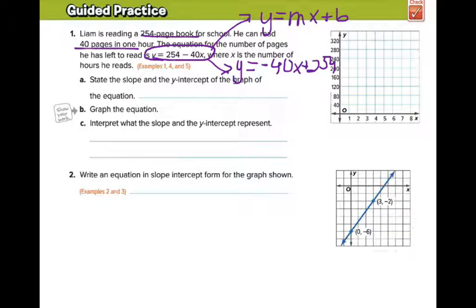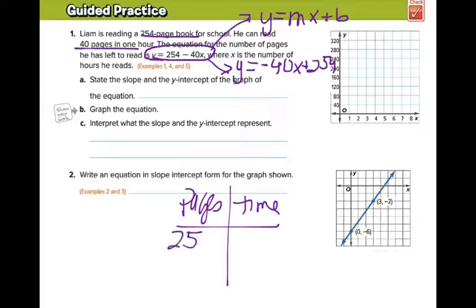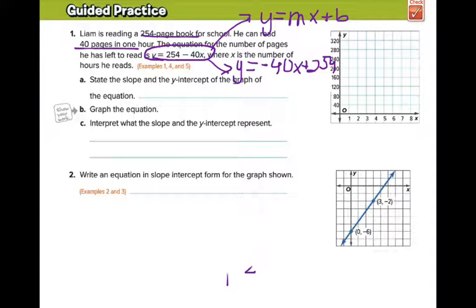Okay, the reason that it's minus 40x is because as he's reading, we're kind of working backwards. The book is 254 pages, and each hour I'm going to subtract 40 pages because that's how many pages I've read. So after an hour, I'll be down to 214 pages. Okay, so if we were to make a table, I start with 254 pages. After an hour, I go down 40 pages, so I'm down to 214. After 2 hours, I'm down further. So you can kind of see why we're subtracting the 40x, because I'm taking away pages as he's reading. Just so you know, okay?